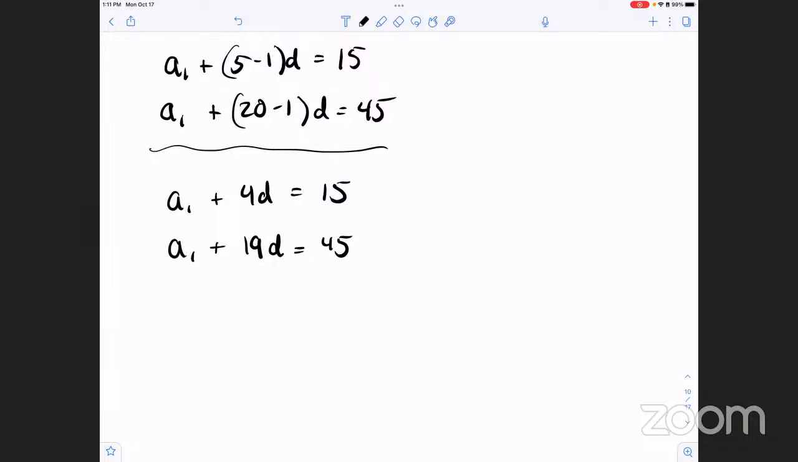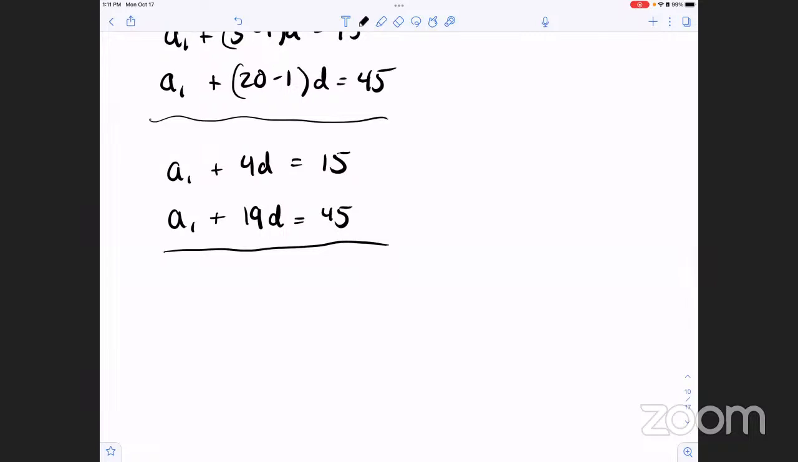Okay. So one technique that we can do, we can solve for a1 in one equation and then plug that into the other. So I'm going to solve for a1 from that first equation. If we subtract 4d on both sides, we'll get a1 equals 15 minus 4d. Then we can take this a1 and plug it into the second equation. So then we'll get 15 minus 4d plus 19d equals 45.